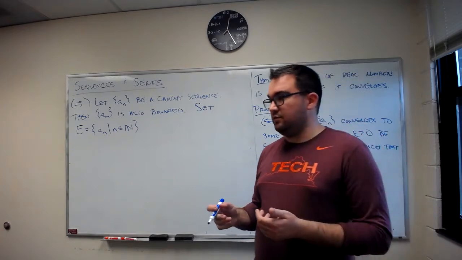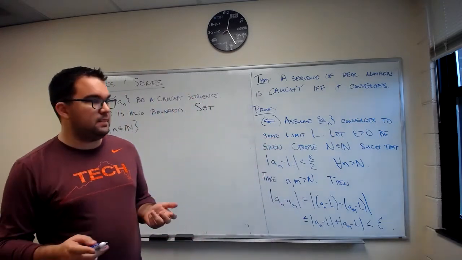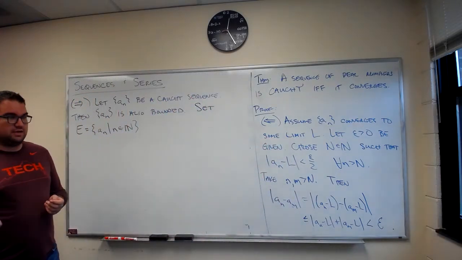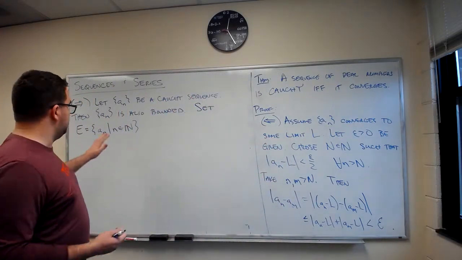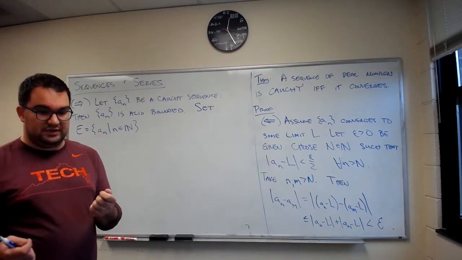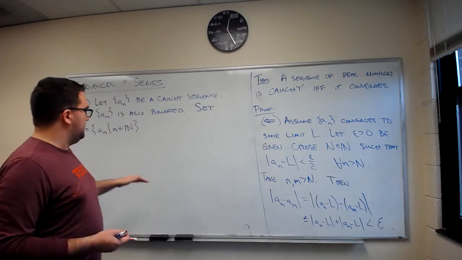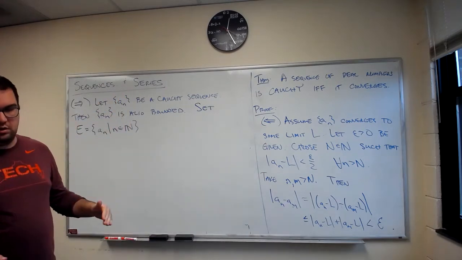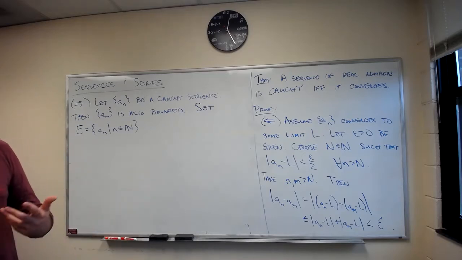So if you take the sequence (-1)^n, then the only output values you're going to get are going to be 1 and -1. And so your set E would be a set which contains two things, 1 and -1. So E is just sort of the set of all output values. I'm not really worried about the ordering anymore. Okay.